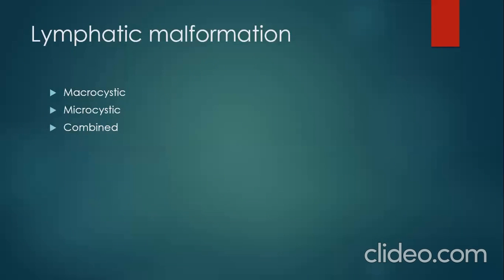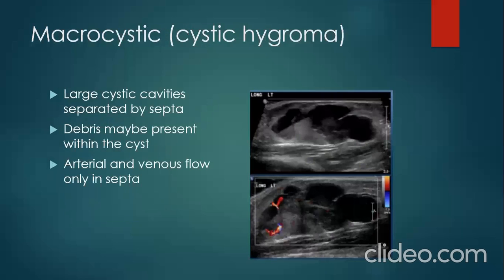Okay, moving on to lymphatic malformation. We can get macrocystic lymphatic malformation. Sometimes they can be microcystic, and in some cases they can be combined. So in macrocystic, these are large cysts, and they are separated by septa. We might get debris within the cyst.